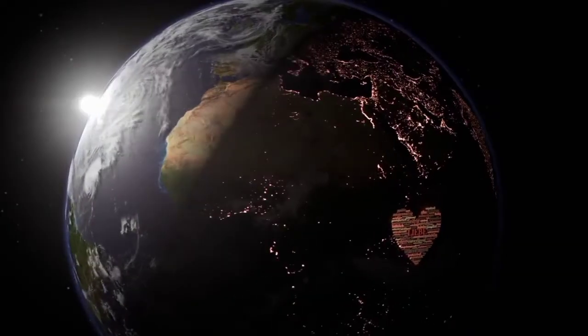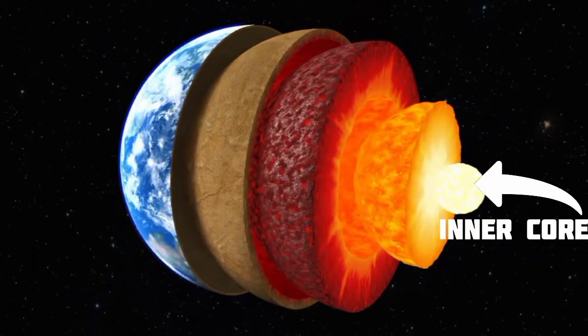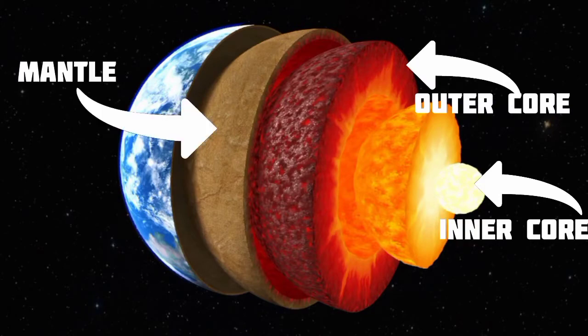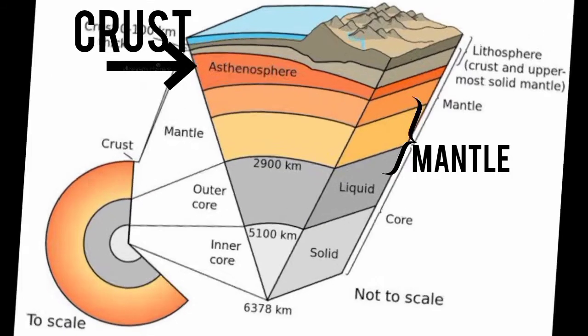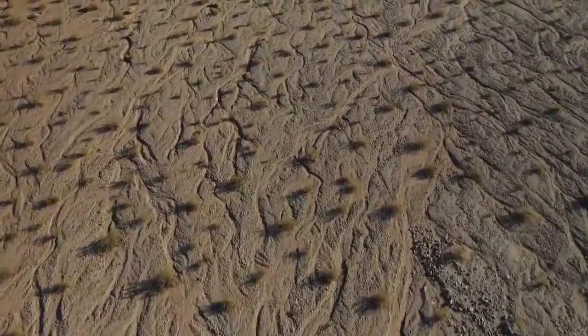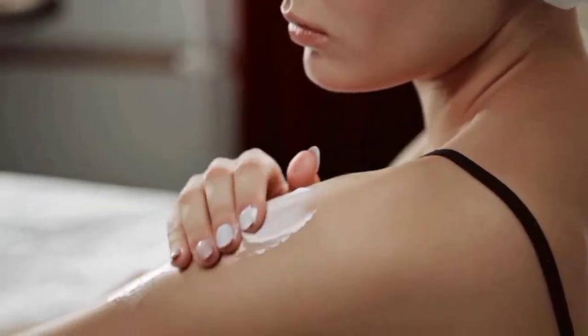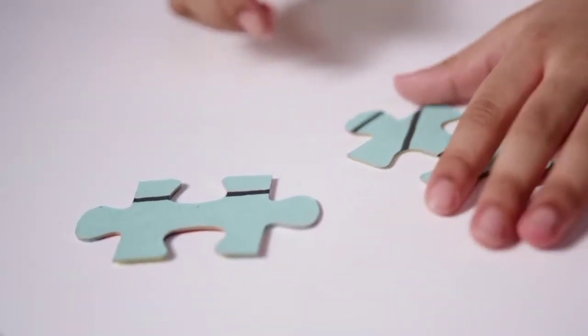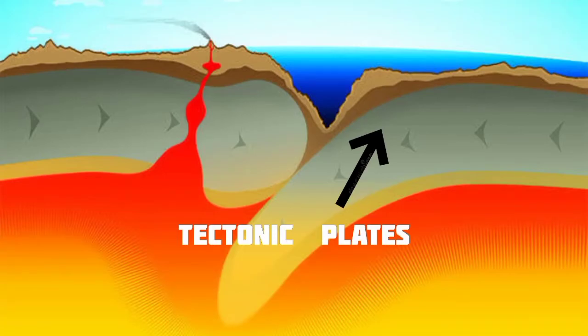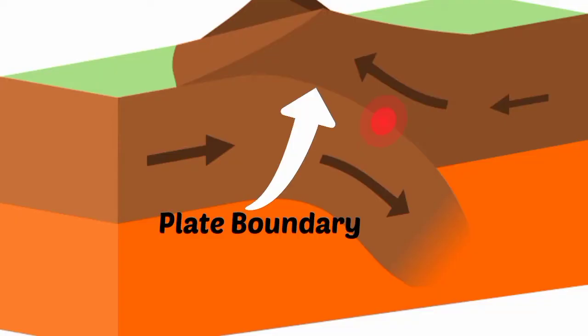The earth has four major layers: the inner core, outer core, mantle, and the crust. The crust and top of the mantle make up a thin skin, which is the surface of our planet. But this skin is not one piece. These are puzzle pieces which keep moving slowly, sliding past one another, bumping into one another. We call these puzzle pieces tectonic plates, and the edges of the plates are called plate boundaries.